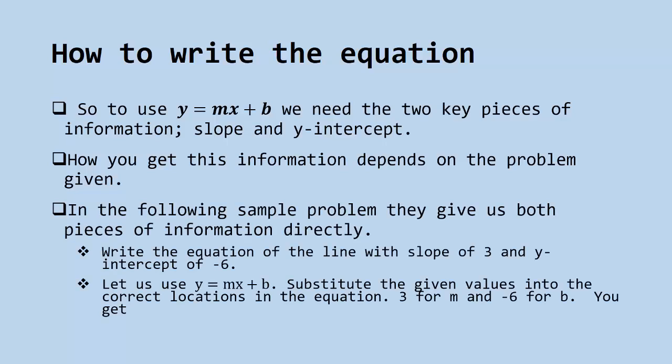In the following sample problem, they give us both pieces of information directly. So to write the equation of the line with slope of 3 and y-intercept of -6, we're going to use y equals mx plus b. We're going to substitute the given values into the correct locations in the equation. So we're going to plug in 3 for m and -6 for b, and you will get y equals 3x plus -6, which whenever we have a plus minus, we just rewrite as 3x minus 6.